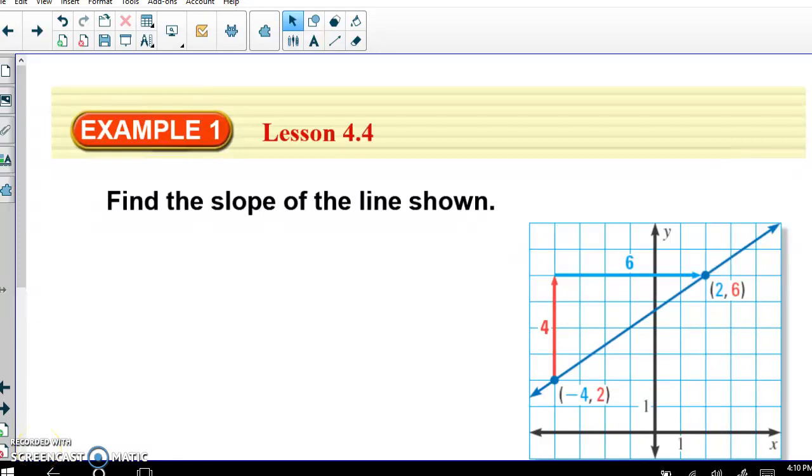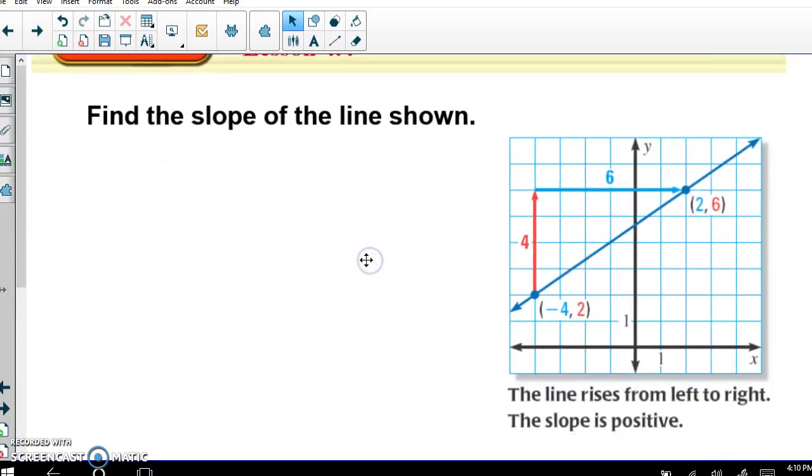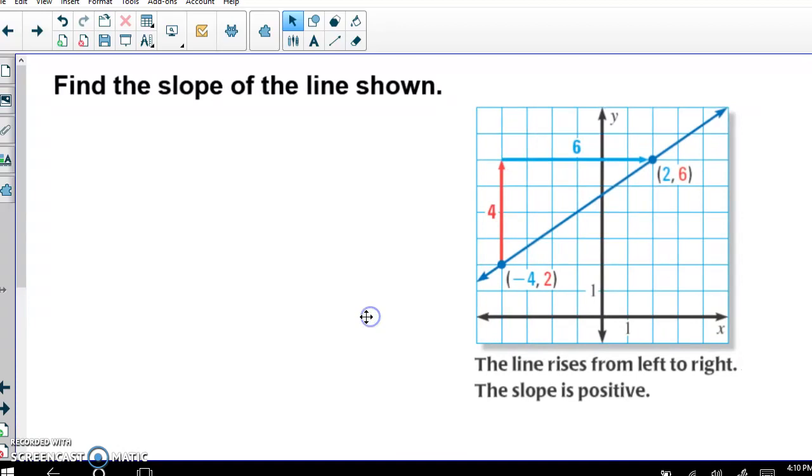Hi, Algebra. We're going to check out lesson 4.4 and look at the slope of the line in a couple different ways. So let's check out this example. If I need to find the slope of the line shown, then I'm going to find how steep it is from left to right. I'm noticing this line starts low on the left and ends high on the right. So this slope I know is going to be positive.